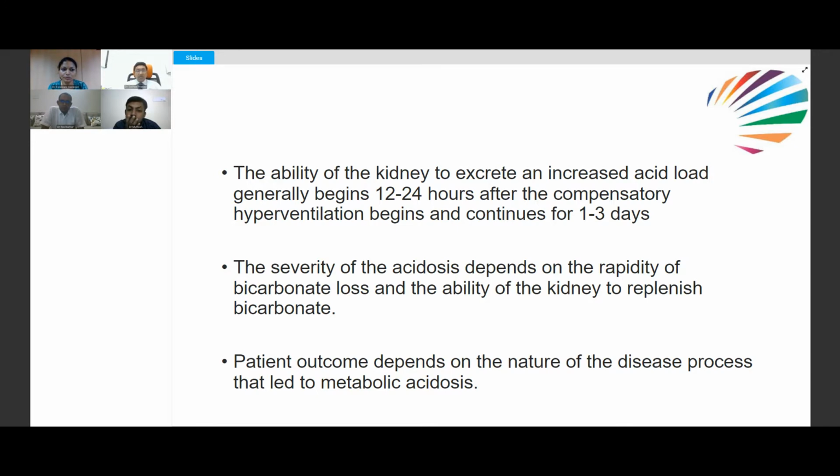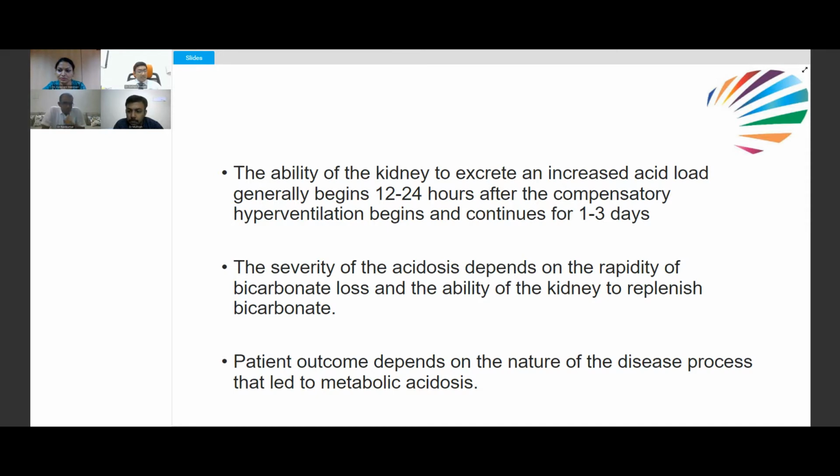The severity of acidosis always depends on the rapidity of bicarbonate loss and the ability of the kidney to replenish it. And patient outcome always depends upon the nature of the disease process that led to metabolic acidosis. If metabolic acidosis is secondary to infection, such as sepsis with dehydration, and we are able to correct the dehydration and sepsis with antibiotics, obviously we can treat the metabolic acidosis properly. If metabolic acidosis is secondary to an imbalance of metabolism, it is quite difficult to treat.